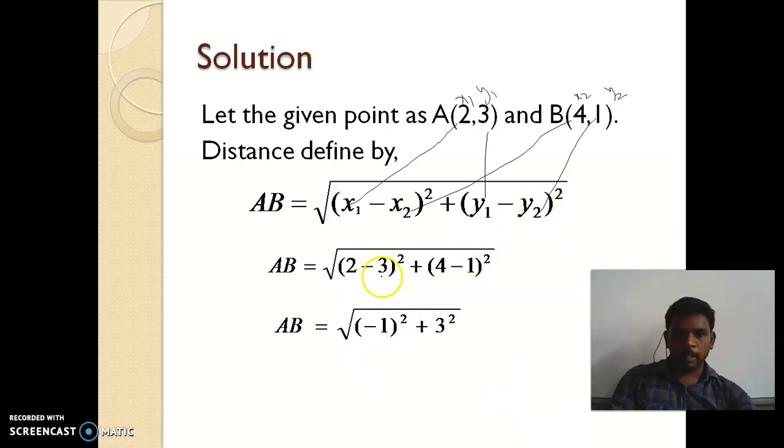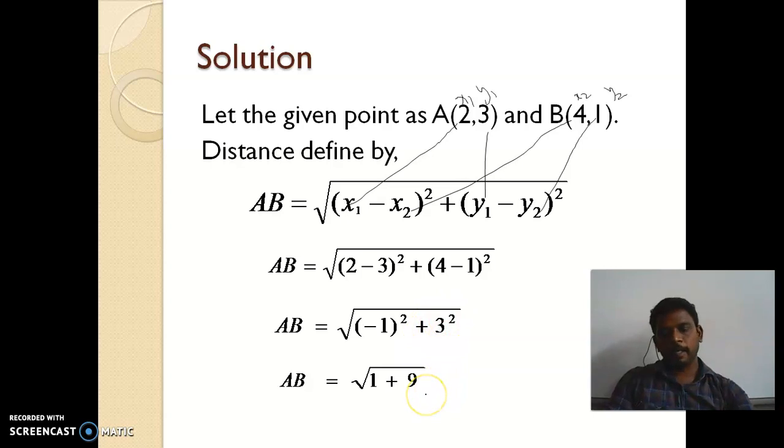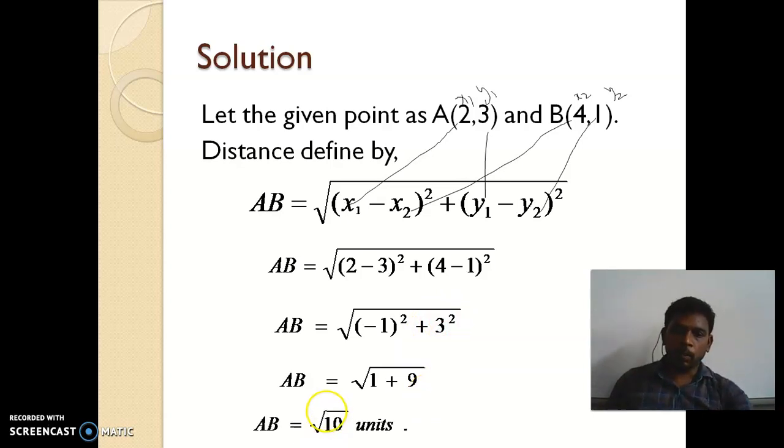So square root of 2 minus 3 minus 1, whole square, plus 4 minus 1, 3. So 3 square. So in the next stage, root of minus 1 whole square, so plus 1 plus 3 square, 9. If you add, we'll get root of 10. So root of 10 units.